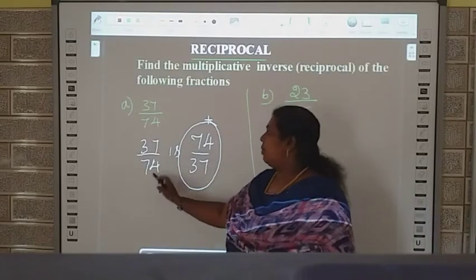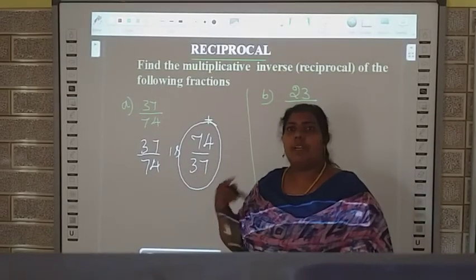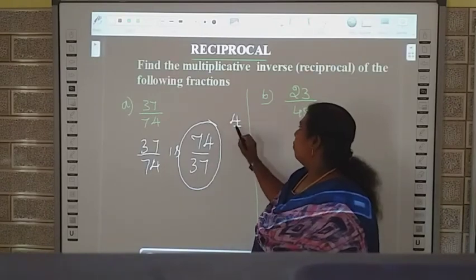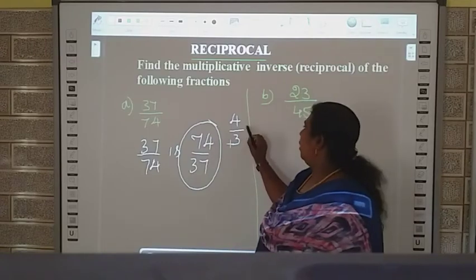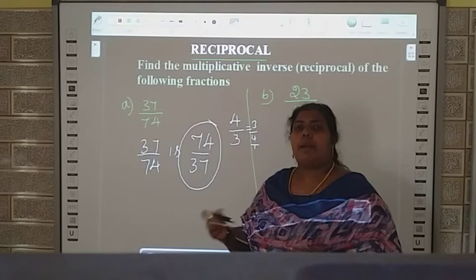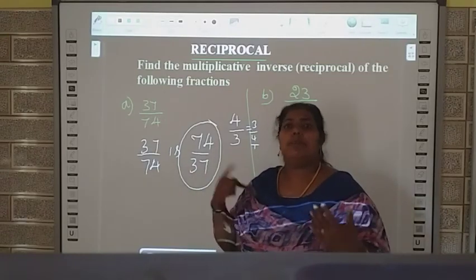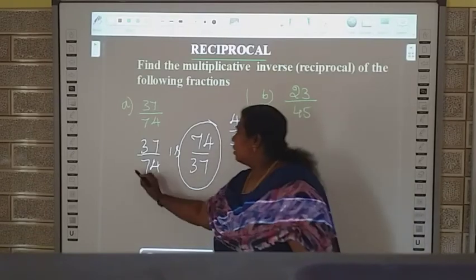Keep in your mind, multiplicative inverse and reciprocal are both equal. Okay, 37 divided by 74, the reciprocal value is what? 74 divided by 37. For example, 4 divided by 3, what is the reciprocal? 3 divided by 4. Understand? If you multiply the fraction and its reciprocal, what will we get? We will get the answer 1. How do you know? Just check.